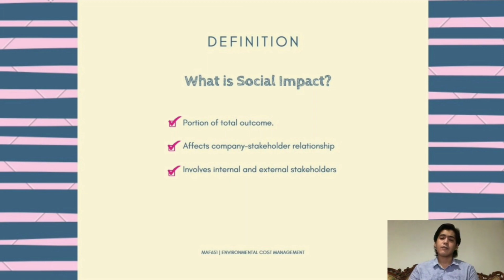So I'm going to start with the definition of social impact. What is a social impact? It is a portion of total outcome which affects the company's relationship with its stakeholders. To put it in simpler terms, it is the effect that an organization's actions have on the well-being of a community. It involves everyone internally and externally, such as government agencies, employees, investors, shareholders, and many others.